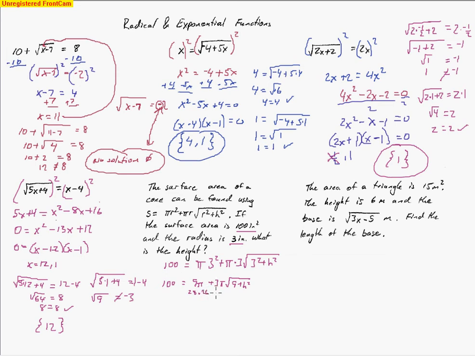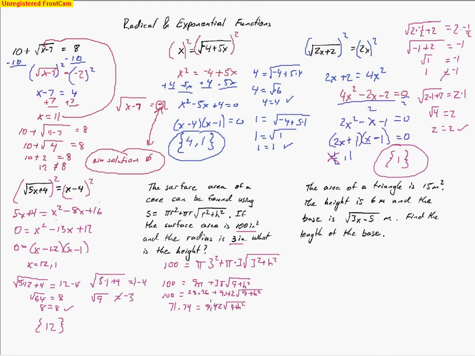And then on this side, the 3 pi, when I punch that in the calculator, 3 times 3 makes 9, so I know it's close to 9, 9.42. And then I've got 9 plus h squared underneath the radical sign. And this all still equals 100. So I'm going to subtract that 28.26 from the 100, and I end up with 71.74. And then equals, still have this 9.42, and then the 9 plus h squared.